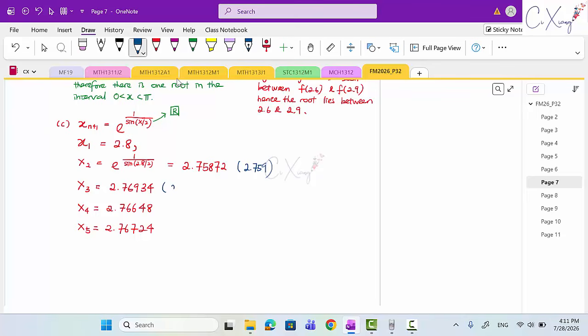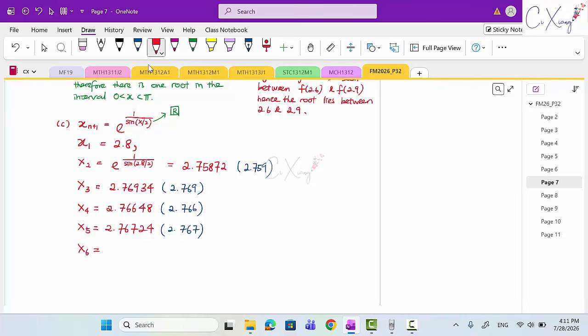Okay, then this one is 2.769, not repeated, right? Then this one is 2.766, also not repeated yet. Then this one is 2.767, still haven't repeated yet. So you still need to continue until you get the repeated 3 decimal place answer.